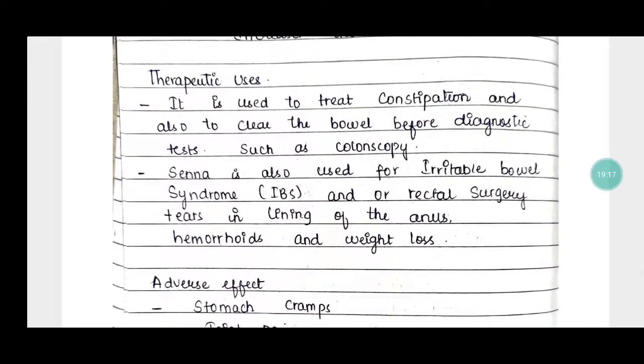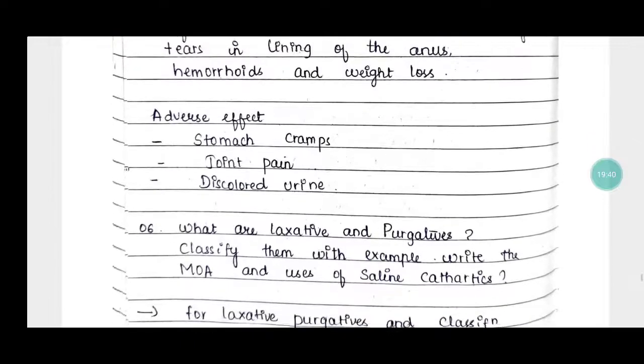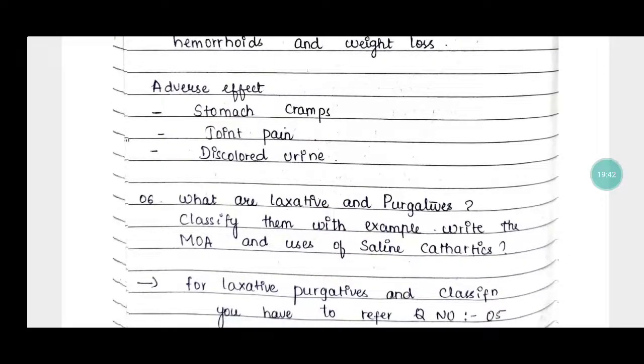So the therapeutic uses for irritant purgatives are: it is used to treat constipation and also to clear the bowel before diagnostic tests such as colonoscopy. And senna is also used for irritable bowel syndrome, that is IBS, and for rectal surgery, tears in the lining of the anus, hemorrhoids and weight loss. The adverse effects for irritant purgatives are stomach cramps, joint pain and discolored urine.